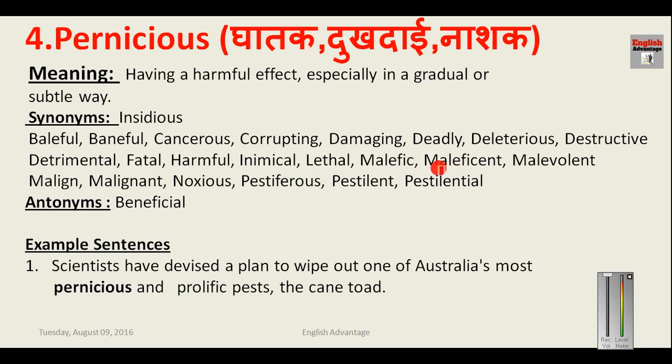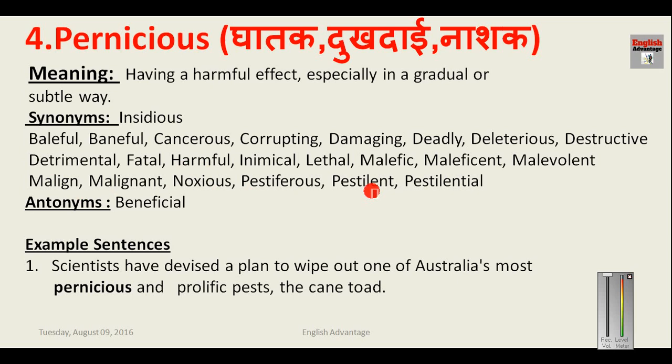Malevolent, whenever you see this root word mal, it simply implies something negative. Okay, malefic, maleficent, malevolent, and malignant and malign. So these are the negative words. And noxious and obnoxious, both mean detrimental or harmful.